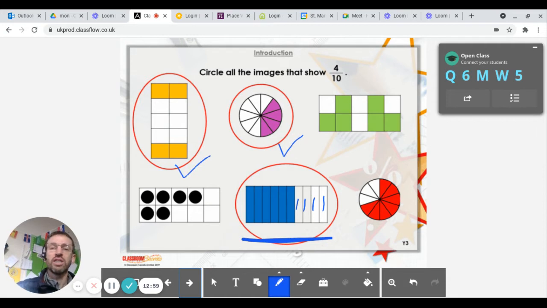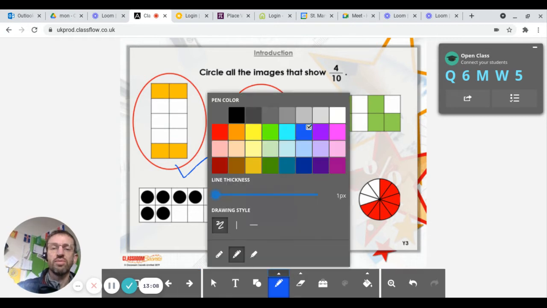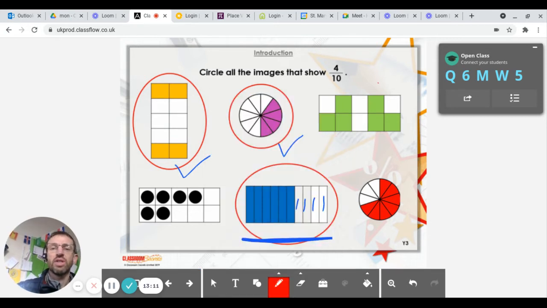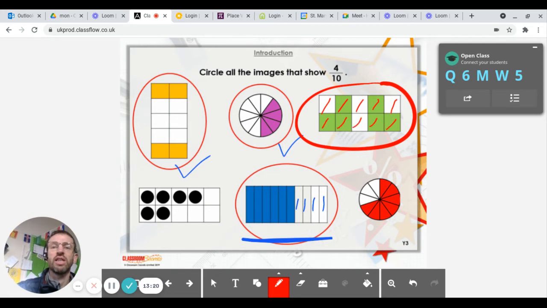So 4/10 are white and 6/10 are blue. If that's the case, then I would potentially even circle this one here, because I've got 10 altogether. Check 1, 2, 3, 4, 5, 6, 7, 8, 9, 10. And if I look at the white ones, 1, 2, 3, 4 of them are white. So I would actually agree with that one as well.